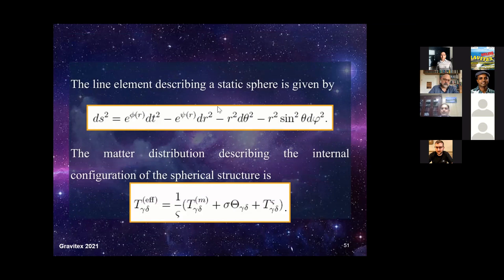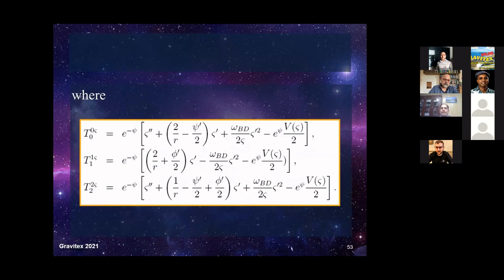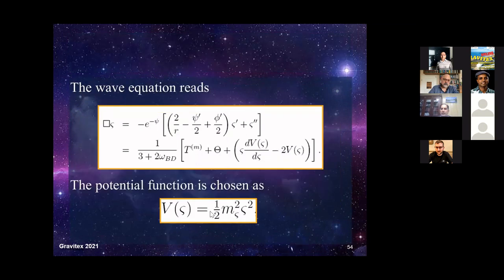We assume the matter distribution described in the internal configuration of the spherical structure in this way. Here is the matter source. This is the anisotropy, and this is in fact the total energy momentum tensor, including the terms of BD theory. We can write the field equations in this form. Here are the components of the energy momentum tensor. This is the wave equation. And this is the potential function which is used in this theory.